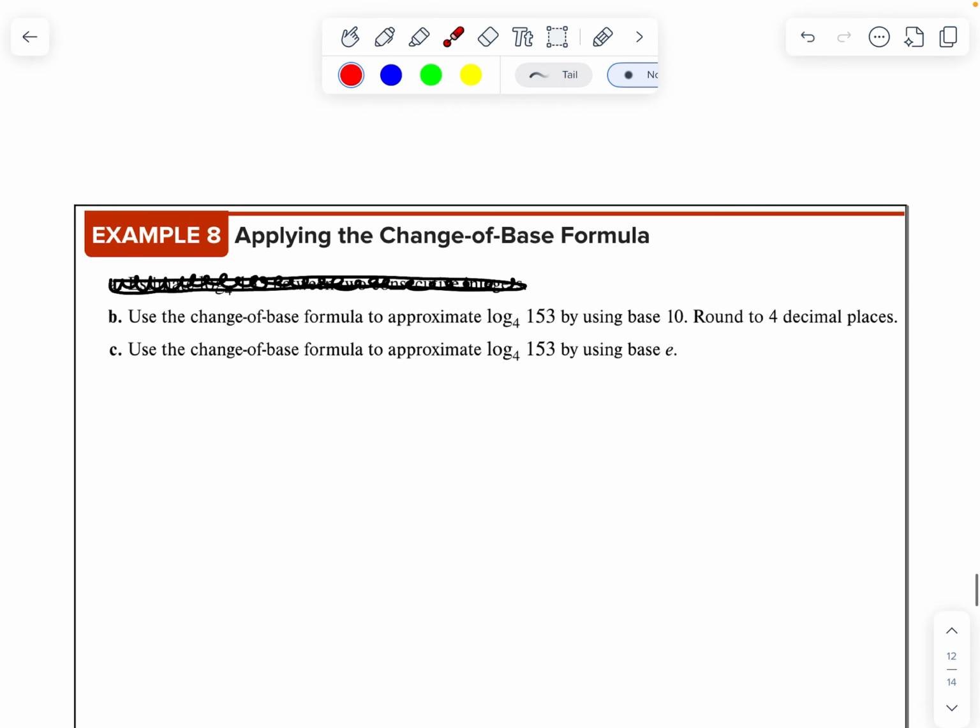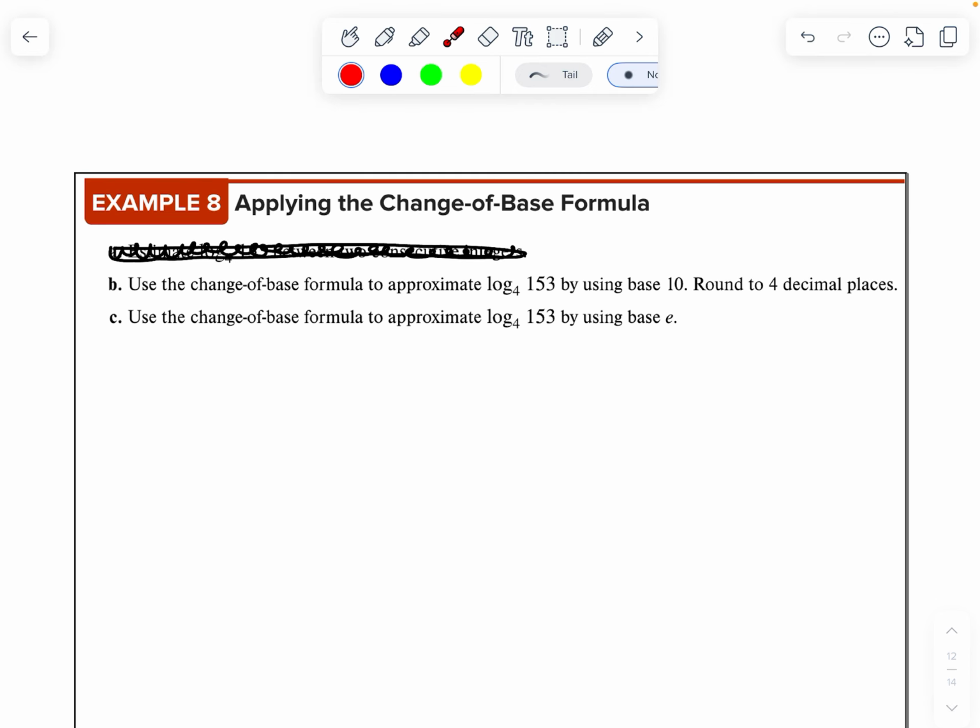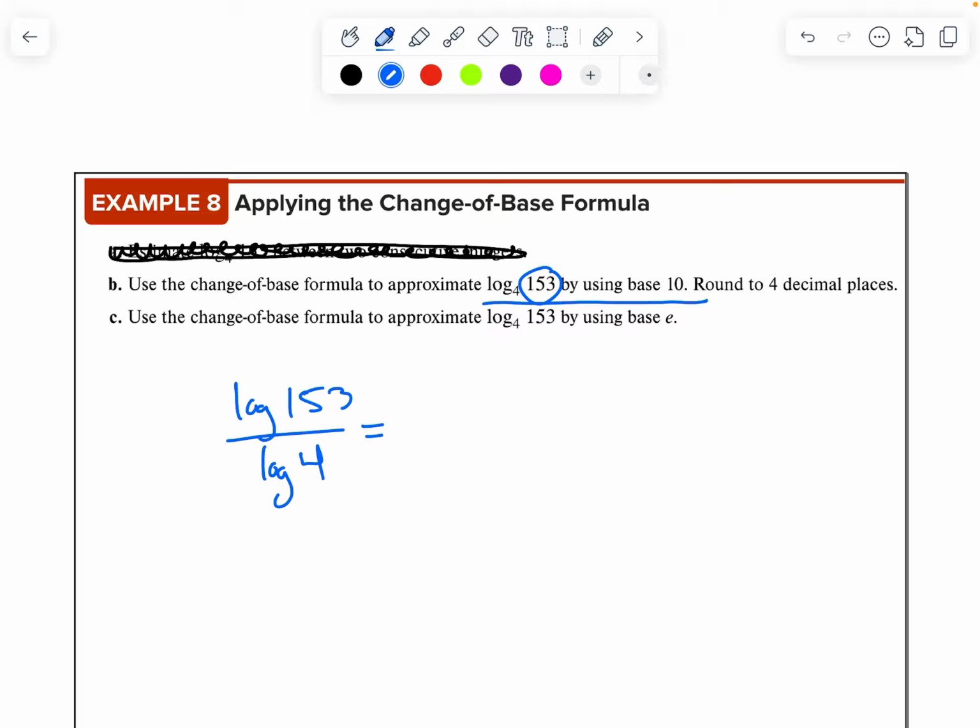All right, use the change of base formula to approximate log base 4 of 153 using base 10, right? It tells us using base 10. Let's try it. That's the same thing as log 153 over log 4. 153 is higher on the page, not higher numerically, but higher on the page. We can type that in the calculator. Log 153 divided by log 4. Type it in, verify for yourself. This is equal to 3.63 when I round.